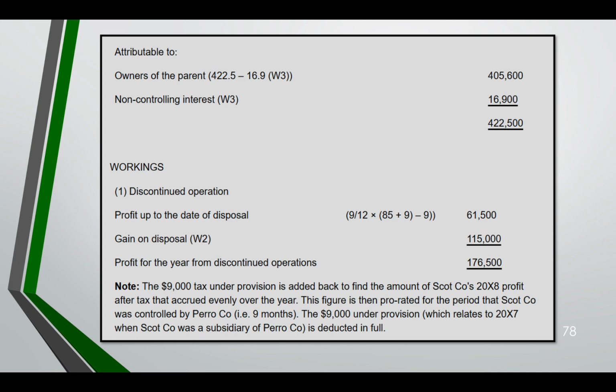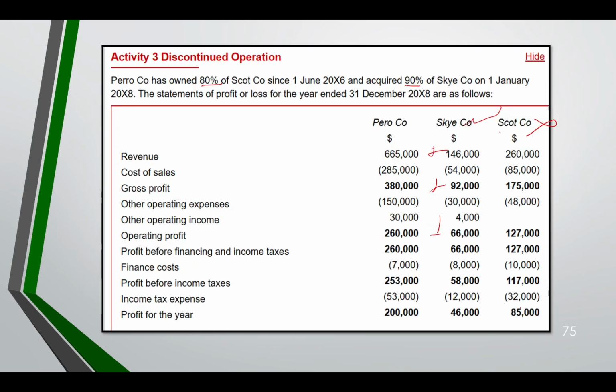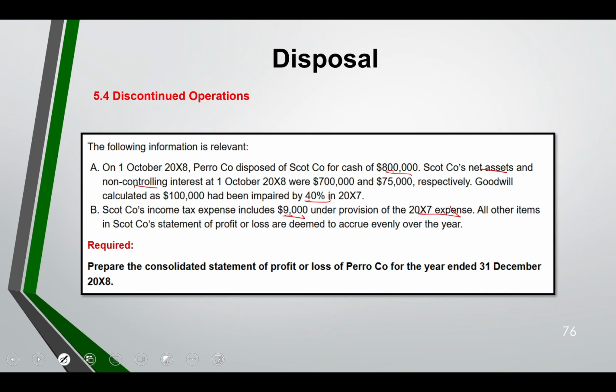So here, this is the balancing figure. This is the total profit minus this NCI. This you will get, and this is working. We'll see in the working. So here, profit after disposal. Here also you are keeping it for 9 months. This was the profit 85 given here. This 85,000. With this 85,000, you have to adjust this 9,000.